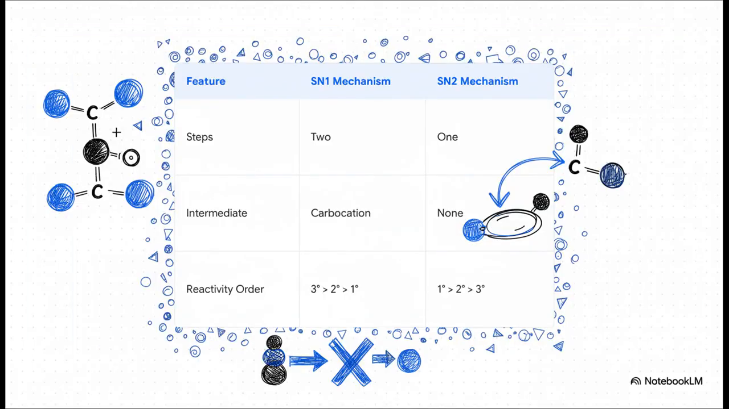And this table here just lays out the key differences perfectly. As you can see, SN1 is 2 steps, and it involves something called a carbocation intermediate. It works best on more crowded carbons. Those tertiary ones are the fastest. SN2 is just a single step with no intermediate at all. It needs an open, uncrowded space to work, so it's fastest on the least crowded primary carbons. They're pretty much opposites in how they work and the conditions they like.